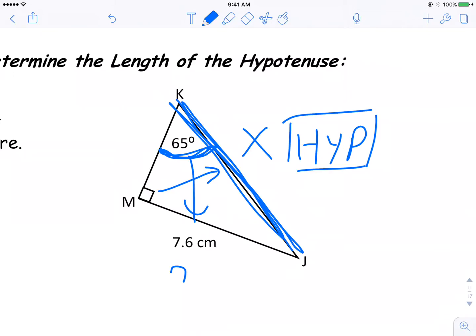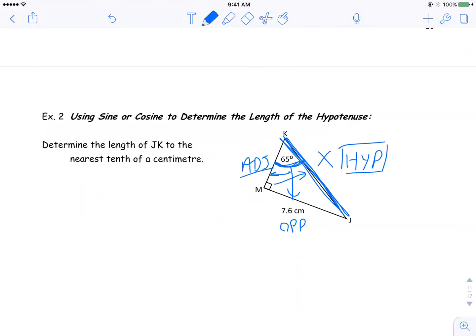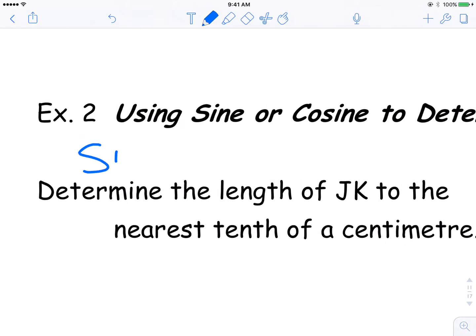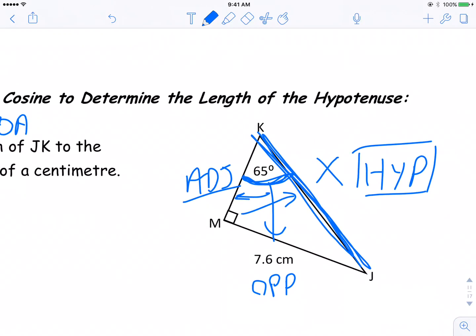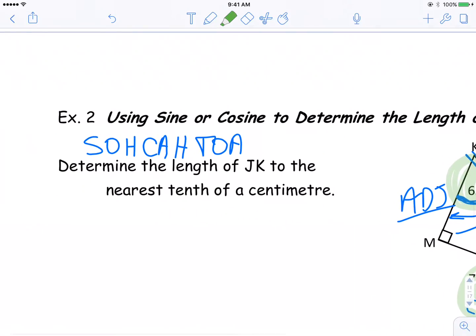This side is my opposite side. It is opposite to the angle we're talking about. This is my adjacent side. It is beside the angle that we're talking about. I go to my acronym, SOHCAHTOA, and I think to myself, what trig ratio relates an angle, an opposite side, and a hypotenuse? Well, that's going to be sine again.